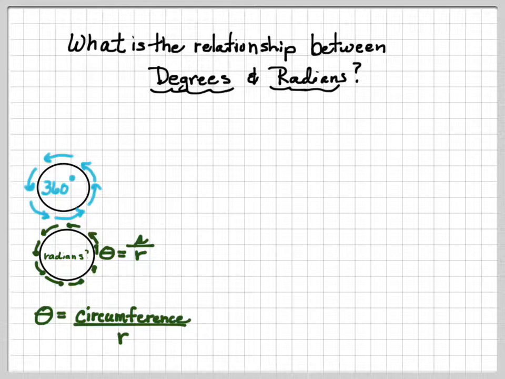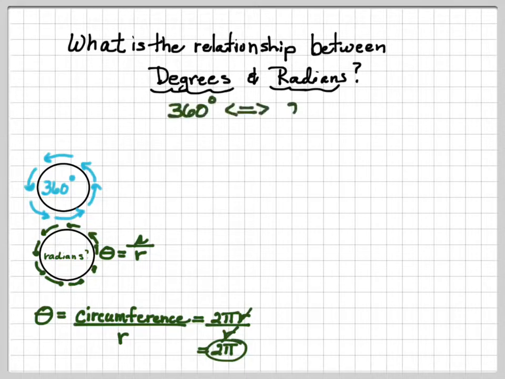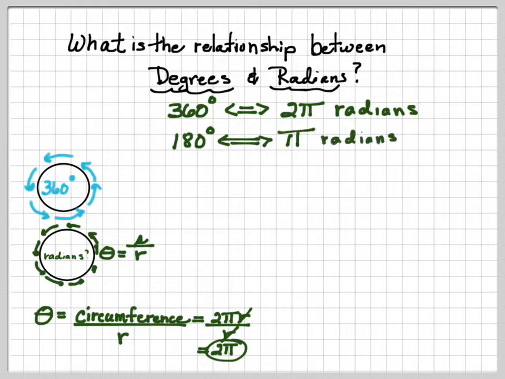Well, what is the circumference of a circle? Well, it's pi times diameter, or 2 times pi times r. And if we divide that by r, lo and behold, the r's cancel and we have 2 pi. So 360 degrees is 2 pi radians. And if we divide everything by 2, then we have 180 degrees is pi radians. So this gives us a way to convert from degrees to radians and radians to degrees.